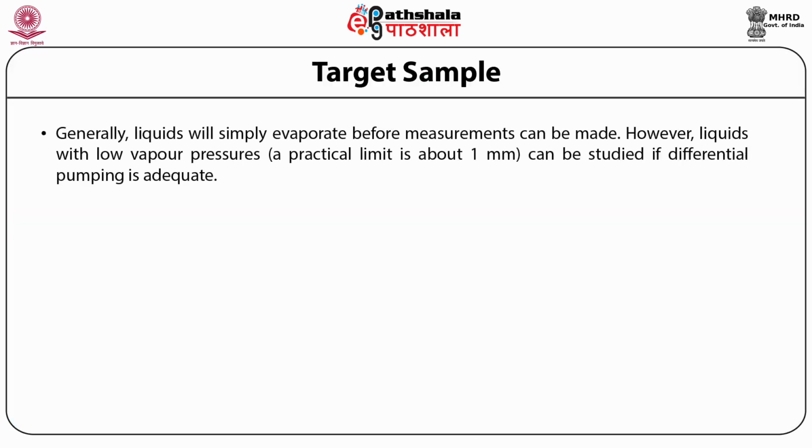Generally, liquids will simply evaporate before measurement can be made. However, liquids with low vapor pressure, for which a practical limit is about 1 mm, can be studied if differential pumping is adequate. Even though electron spectroscopy cannot be used to study everything, there is a rather wide world of chemistry that can be investigated. We shall divide this section on target samples into three sections, that is gases, solids and condensed vapors or liquids, since each of these different types of targets has its own particular requirements.